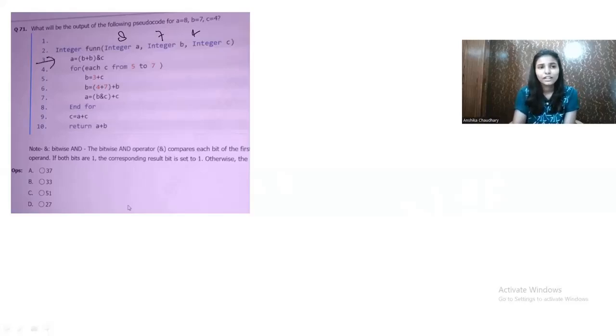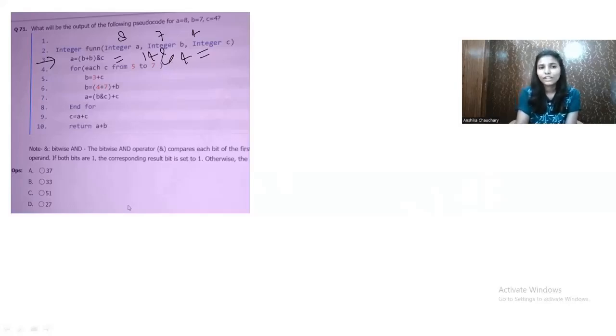Now at line number 3, what is going to happen? B plus B. What is the value of B this time? 7. 7 plus 7 will be 14, and C. This is the bitwise AND sign. C value is 4. So first of all, we have to perform this operation, 14 and 4, and as this is a bitwise operator, we have to convert these digits, which are in integer or decimal, into binary format.